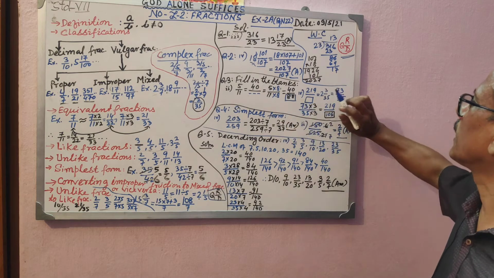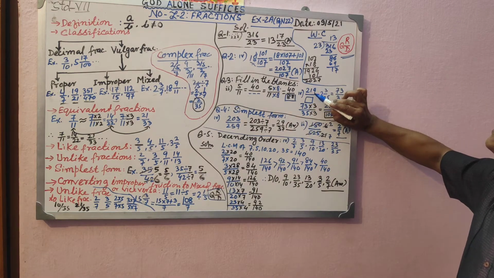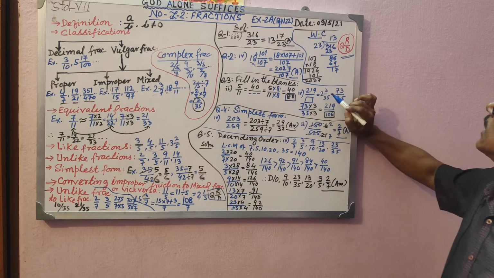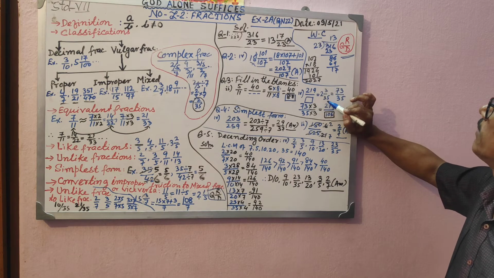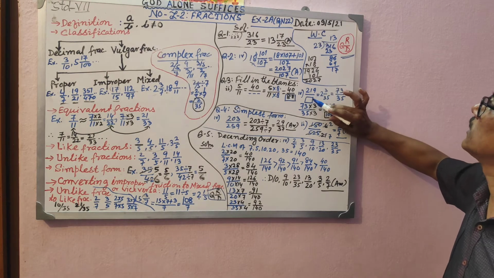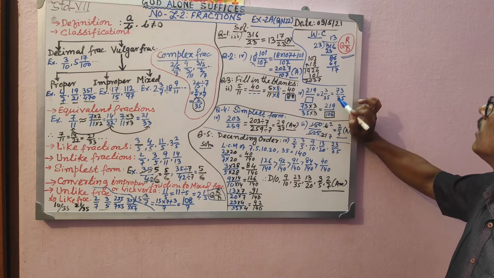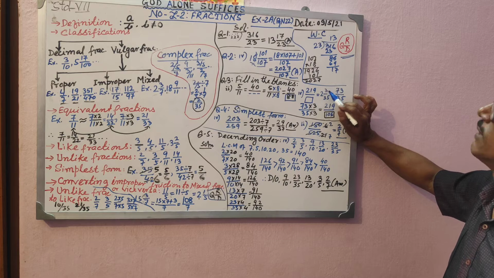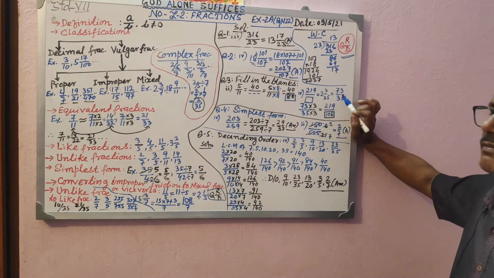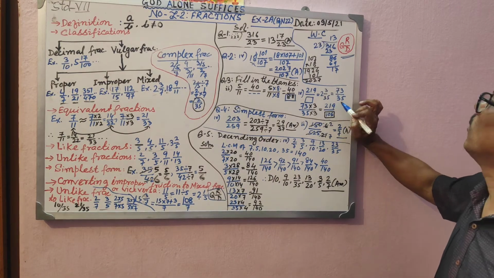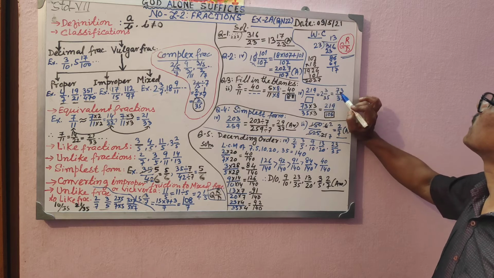I hope you have understood it. I will take another example. 219 divided by a blank place is equal to 2 whole 3 by 35. That means these two are equal fractions. You need to find out this value. So what you need to do is, first convert this one. 35 into 2 is 70, 70 plus 3, 73 by 35. Fine. Now here you find 73 by 35.